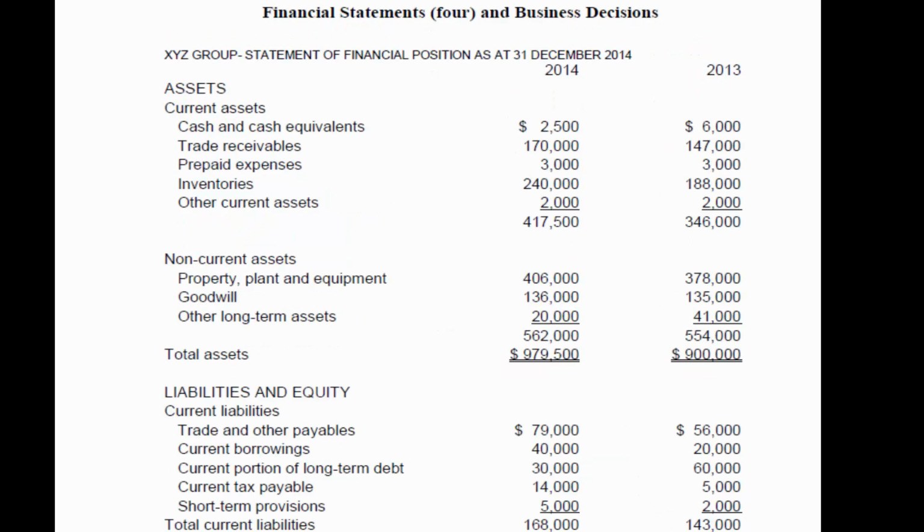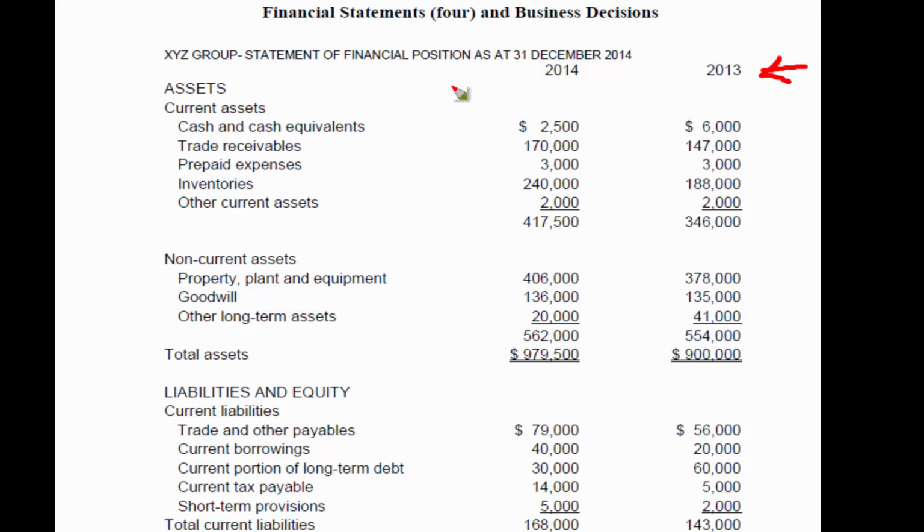So what are some things worth noting for our Statement of Financial Position? Well, the first thing with this statement is we should note that it shows the year 2013 and the 2014 year. In other words, this is a comparative statement. We want to see not only how we're doing this year, but how we are doing compared to last year.